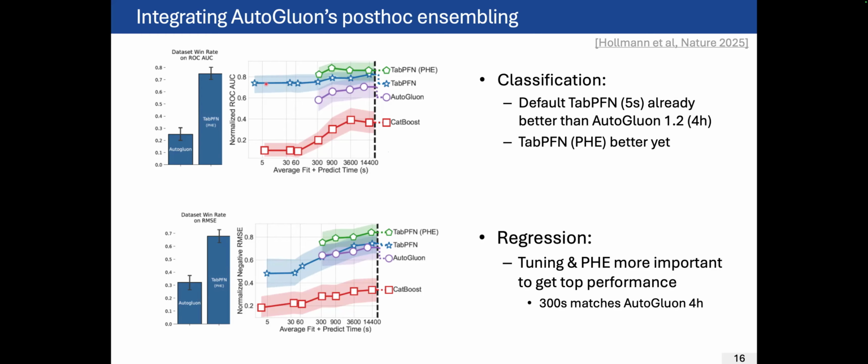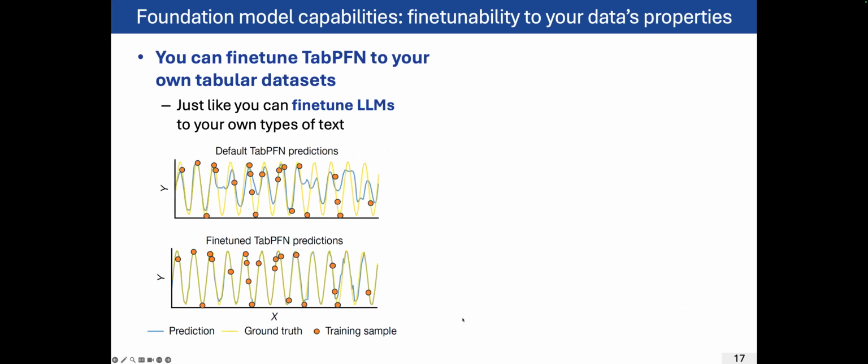But then you can tune TabPFN further and also actually ensemble different TabPFNs with slightly different architectures, and that gives you a yet greater boost. And for regression, this is actually important, where just the default zero shot, it's not as good as AutoGluon after 4 hours. But if you tune it and then you put the PHE on top, then you still get a 70-30 win ratio here.